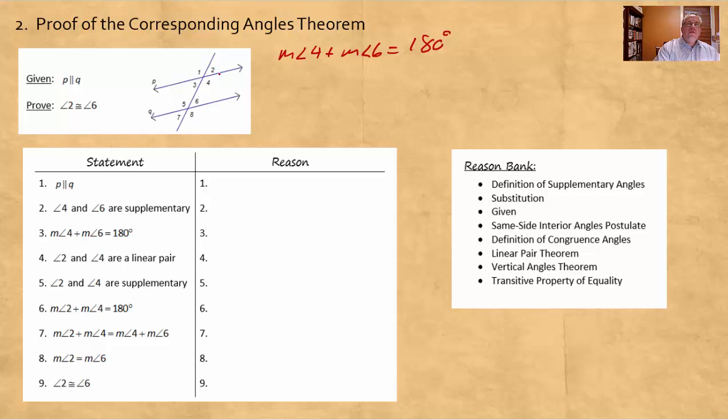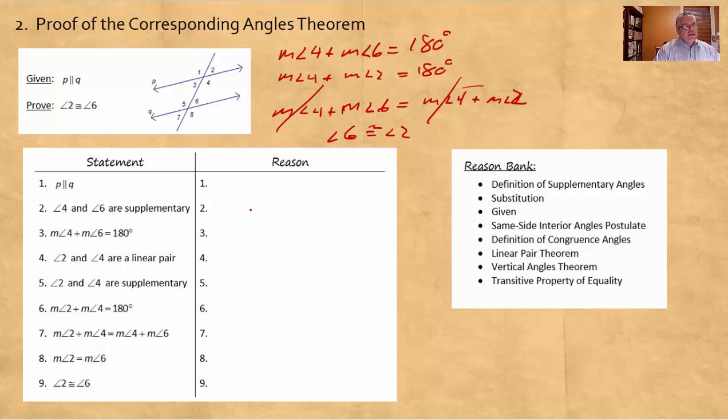2 and 4 form a linear pair, so the measure of angle 4 plus the measure of angle 2 equals 180. You can see this coming. That means these things equal each other. Measure of angle 6 equals the measure of angle 4 plus the measure of angle 2. Then we can cancel the 4s. We get measure of angle 6 is equal to measure of angle 2, which means angle 6 is congruent to angle 2. That's the idea of the proof.